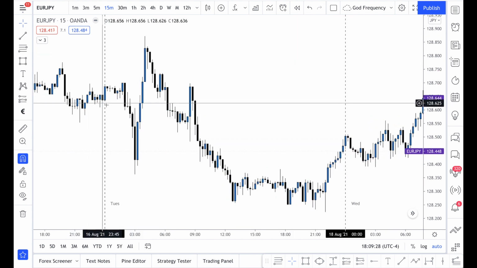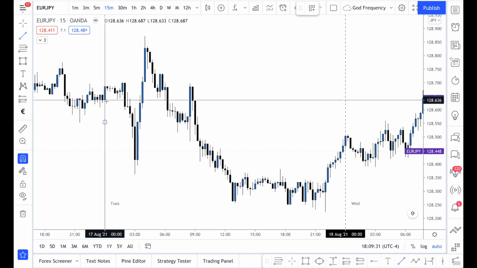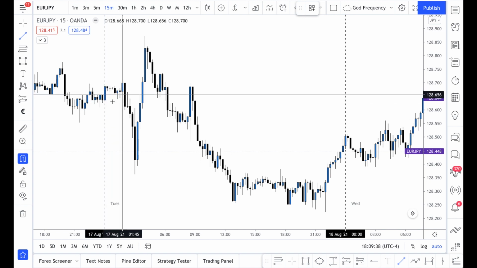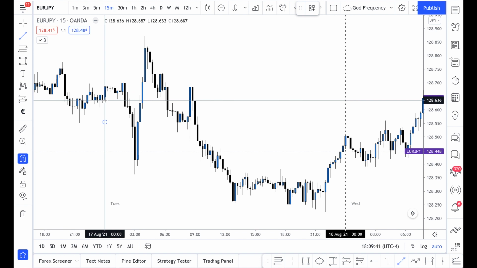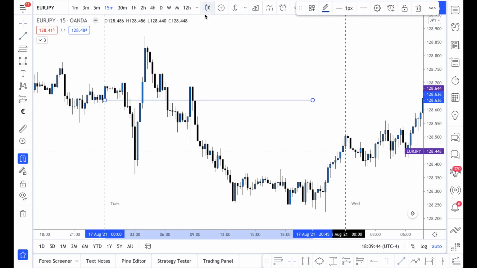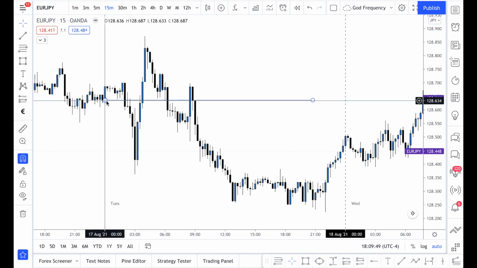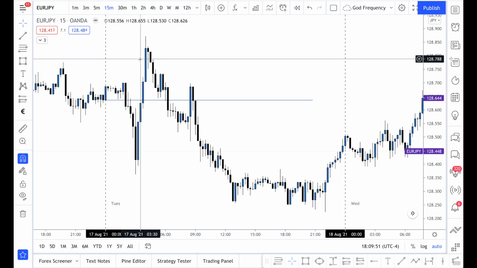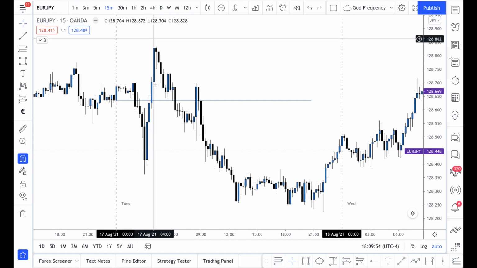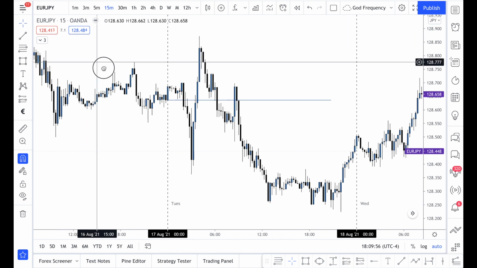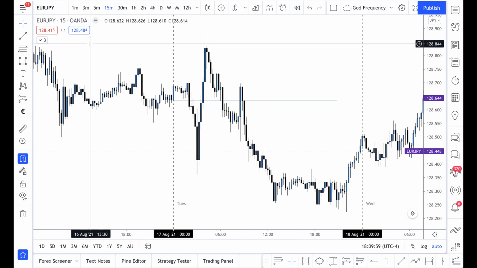what we're going to look for is that opening midnight price, New York time. Right here you can see that price opened at 128,636. We're going to draw that out, and what you're going to look for is price to go above the opening price. This is where you want to short the market. We've already done our higher time frame analysis, and we know that they want to take the market lower.